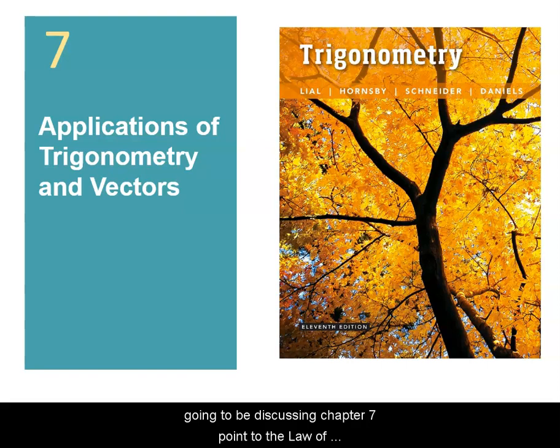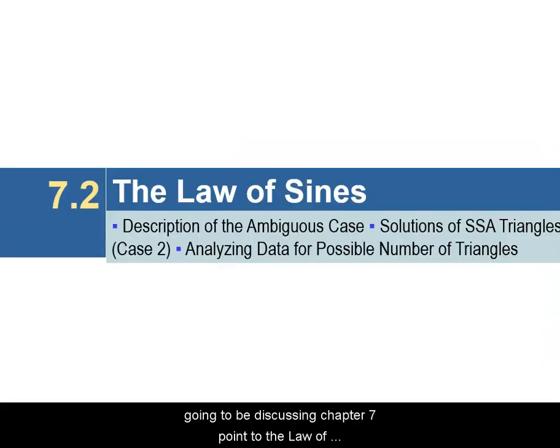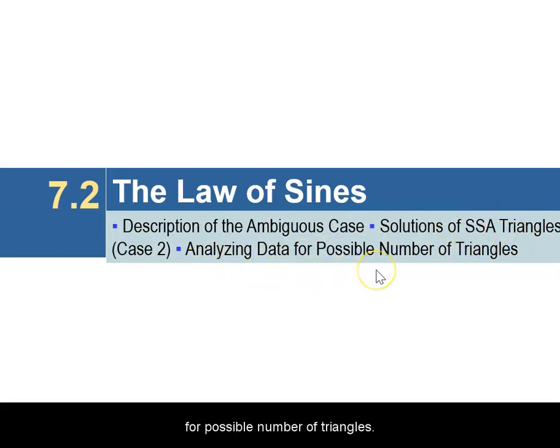Today we are going to be discussing chapter 7.2, the law of sines. So we're going to have a description of what we call the ambiguous case and solutions to SSA triangles. Right. So in the last video you guys had for 7.1, there were two other cases. SSA was not one of them, so we'll be discussing the SSA triangles. And then we'll analyze data for the possible number of triangles that we have for the law of sines case.